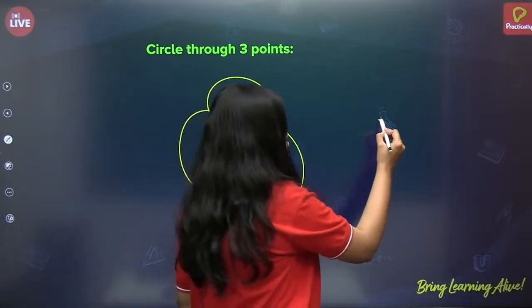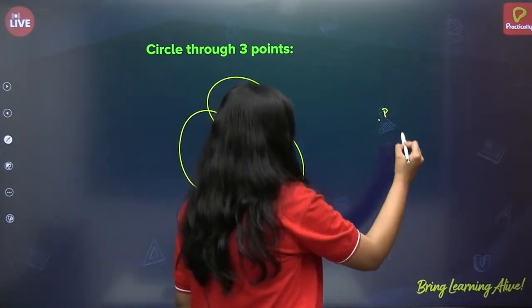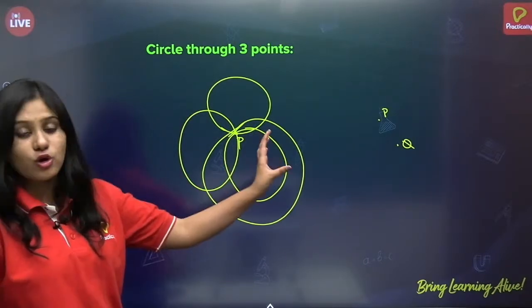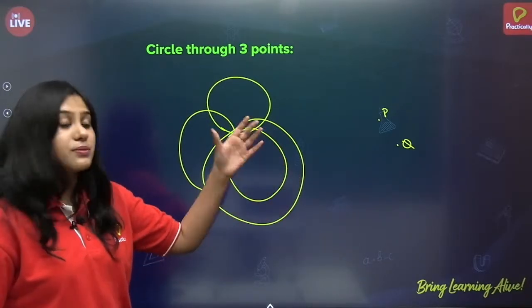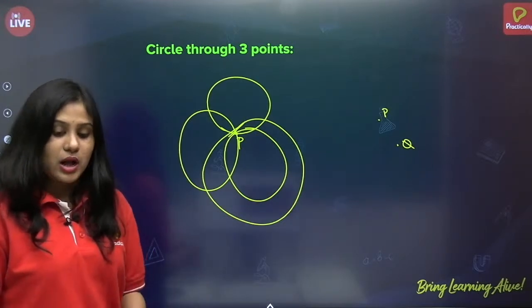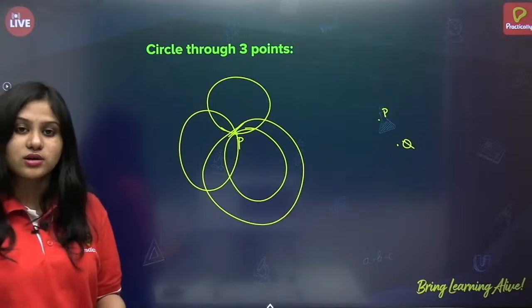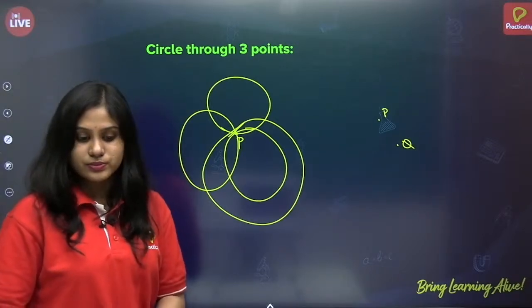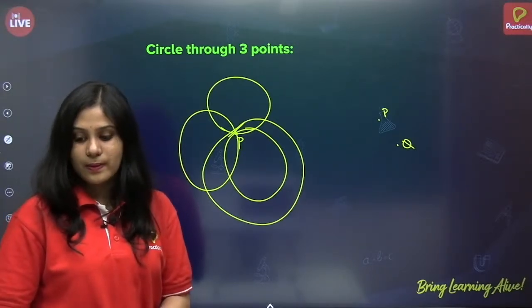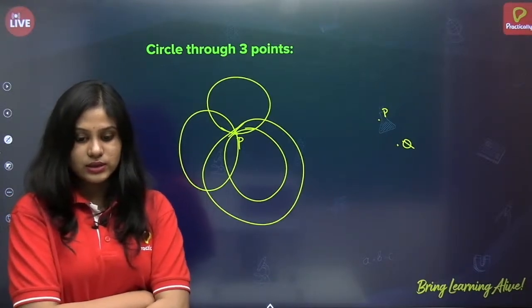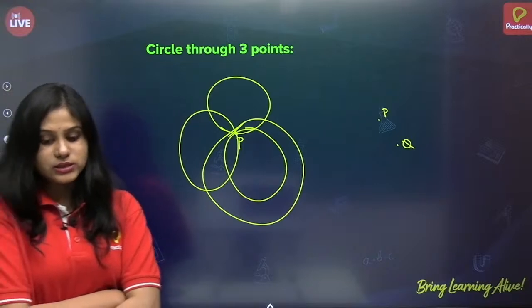Let us take 2 points, P and Q. So now tell me how many circles I can draw which can pass through these 2 points. Come on, answer it. Is it only one circle, or only 2 circles, or 3 circles, or many circles? Come on, answer in the comments.